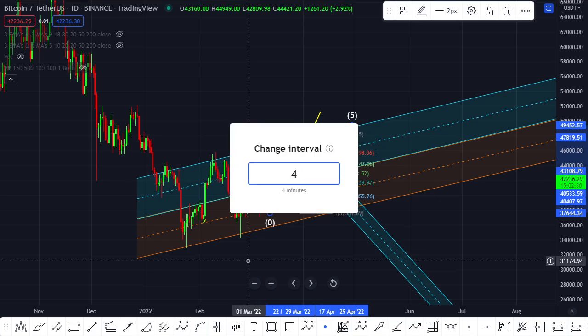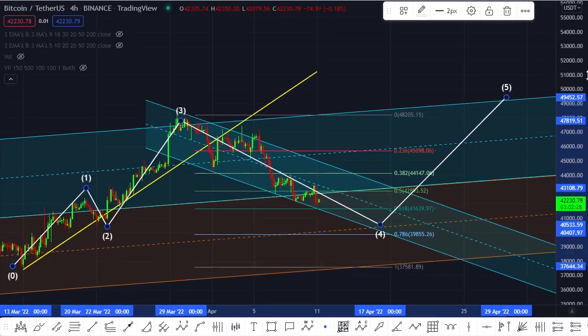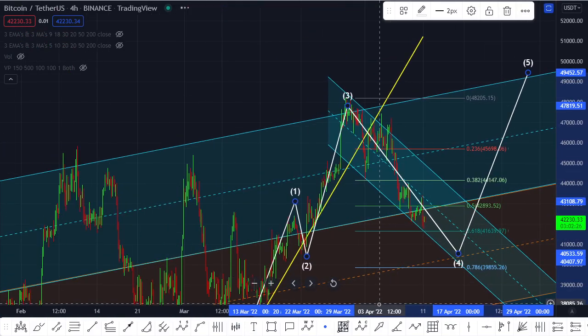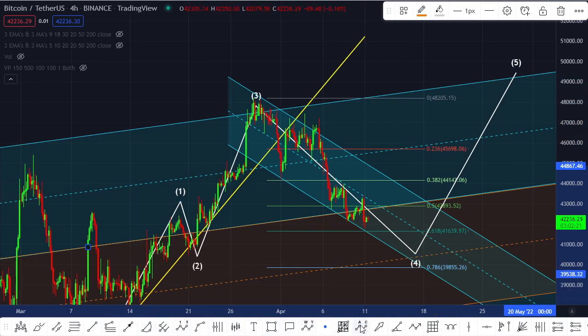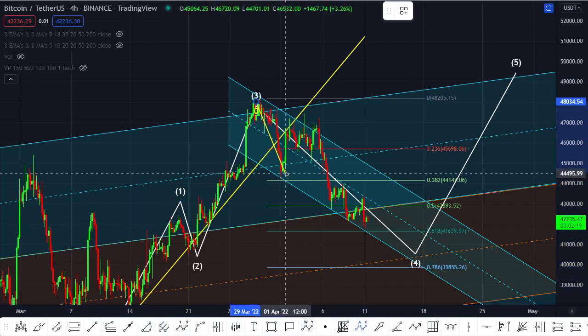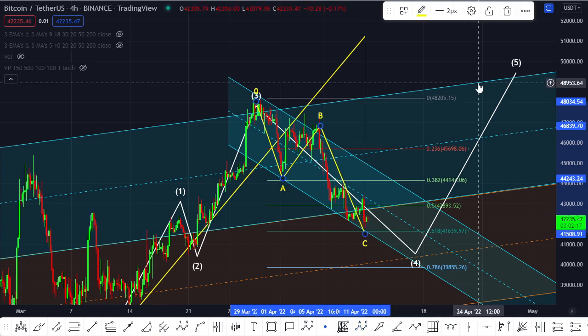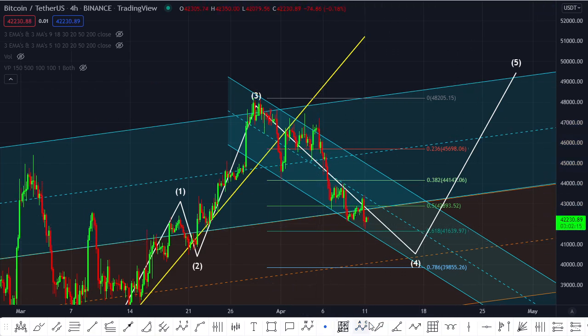On my Twitter, I did post an ABCDE formation forming on lower channels. Now it could be an ABC, by the way. So it could be ABC, and then you break out from here, or it could be an ABCD formation.